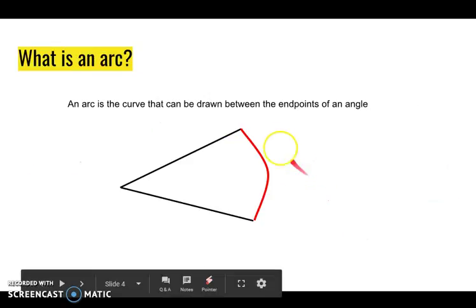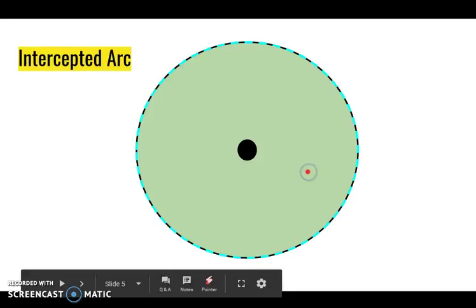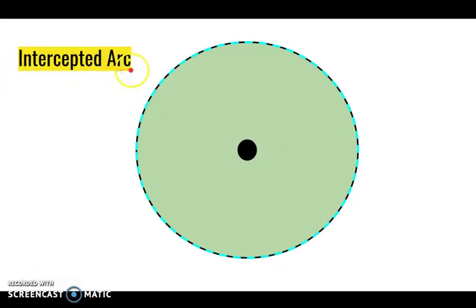All right, let's talk about an arc for just a second here. An arc is this line right here, this kind of arc that you can draw between the two endpoints of an angle. This becomes important with circles because of what is called an intercepted arc. This is one of your vocab terms.